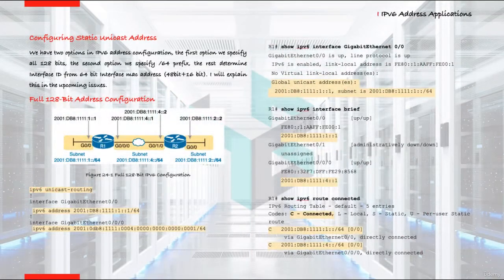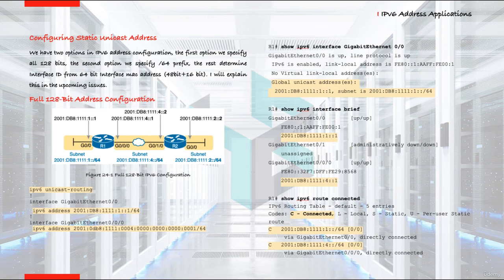First, let's look at configuring a static unicast address. We have 2 options in IPv6 address configuration. In the first option we determine the entire 128 bits, in the second option we determine the first 64-bit prefix, and the remaining 64 bits is automatically generated from the MAC address of the interface.